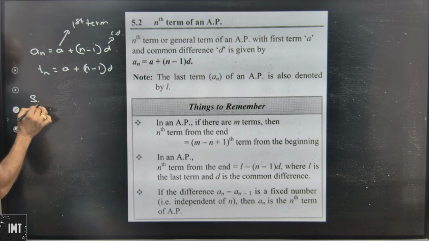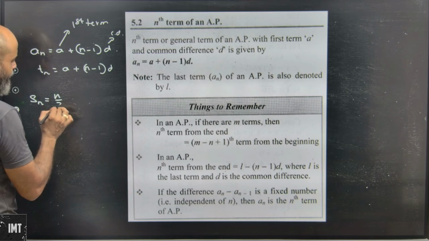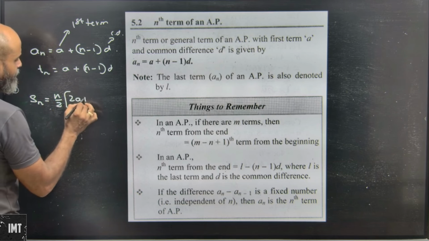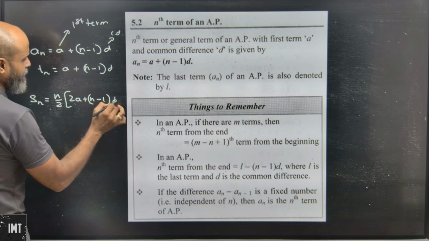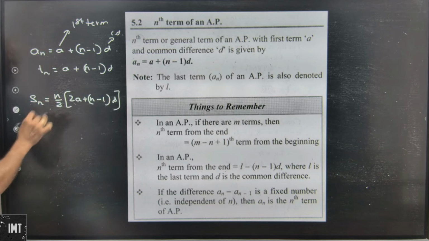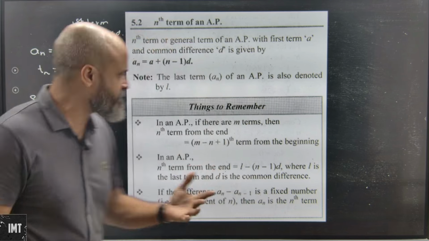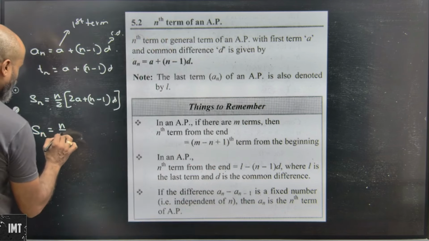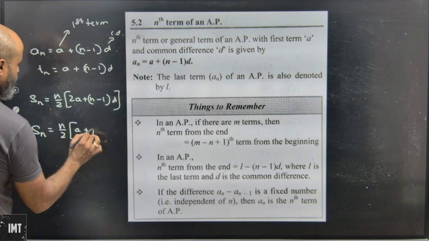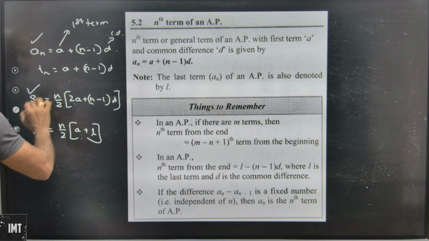What is the second formula? Sum of n terms. That would be n by 2 into [2a + (n - 1) into d]. The easiest of all. What is the third formula? If you happen to know the last term of a series, then it will be n by 2 into (a + l). So these are the three formulas that we have.